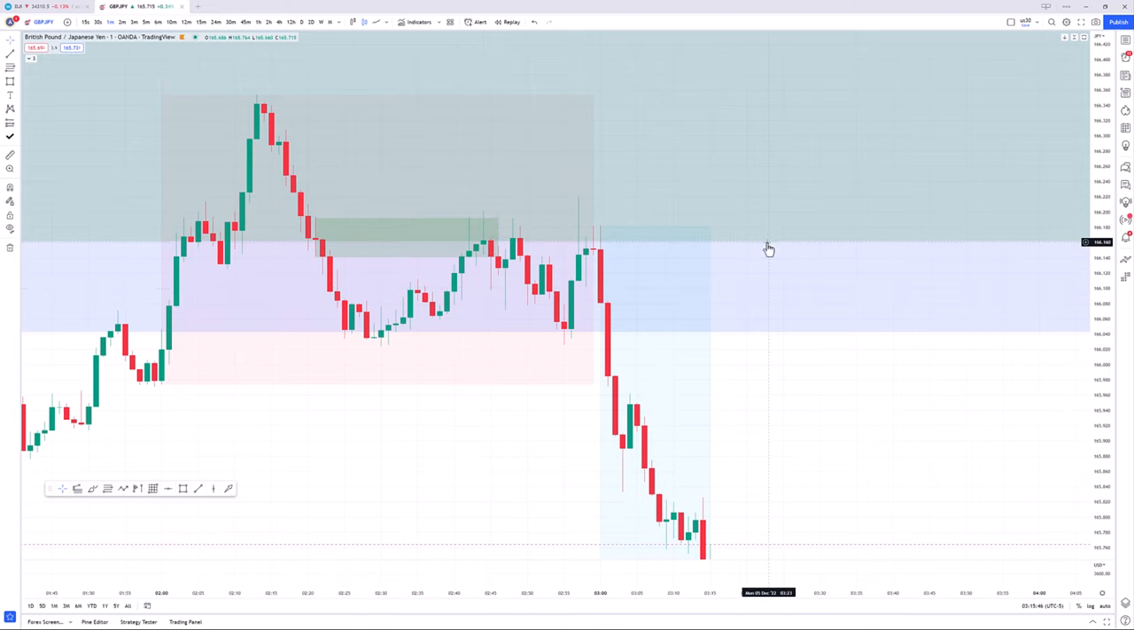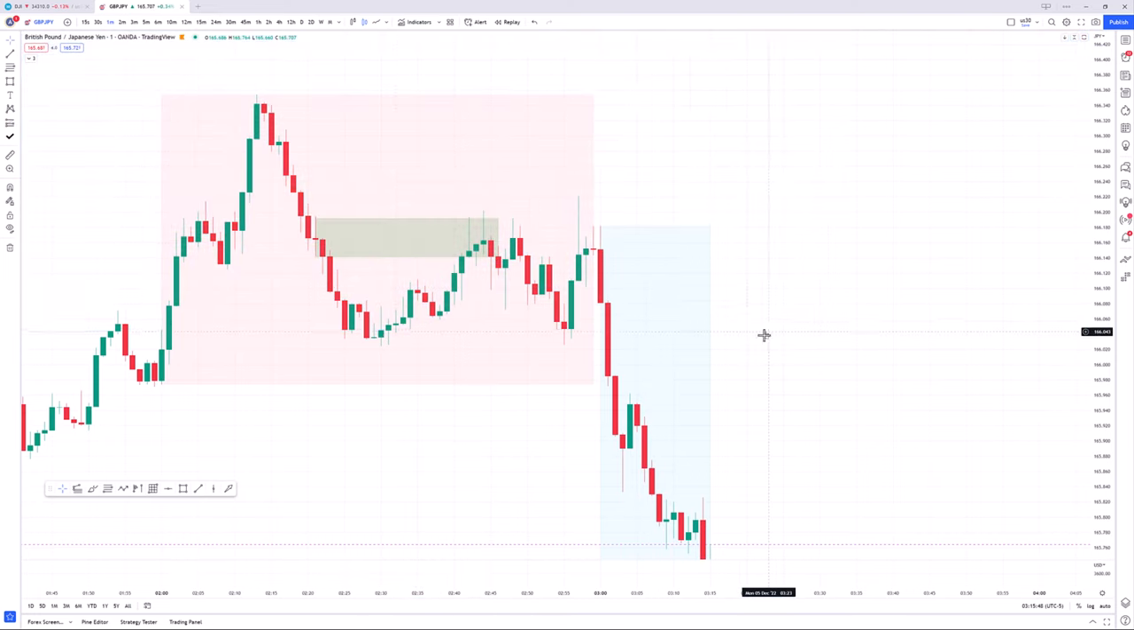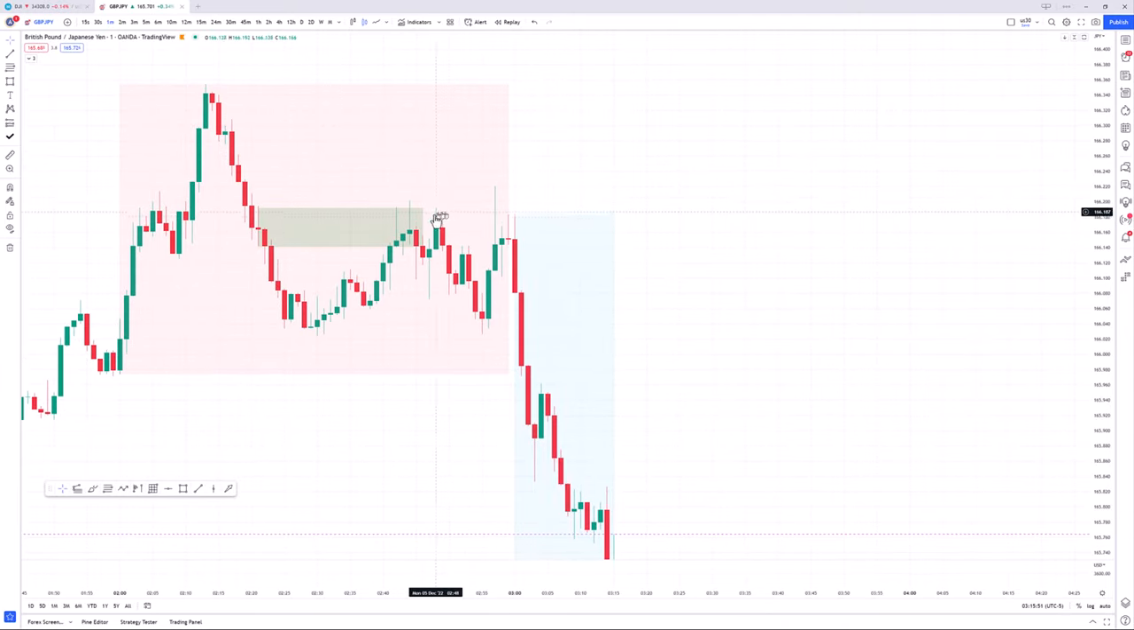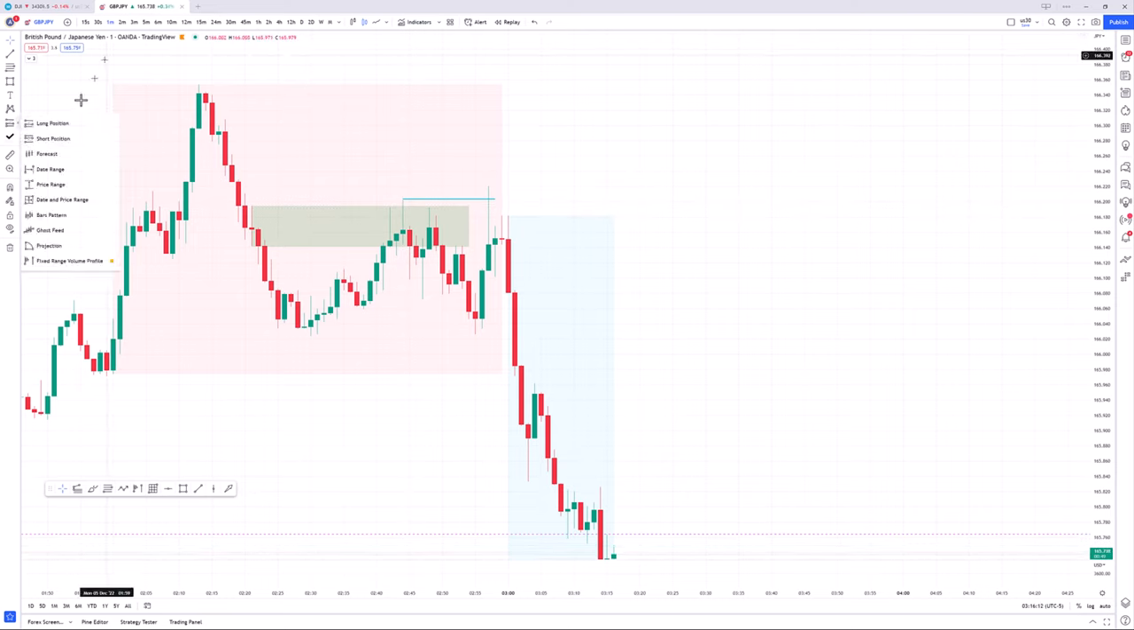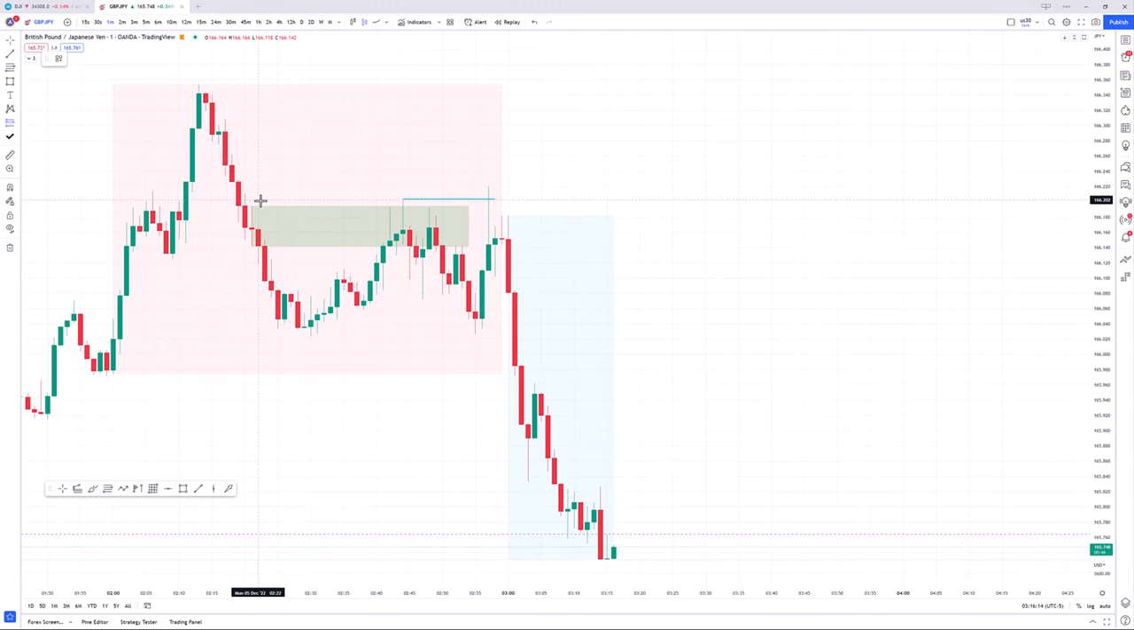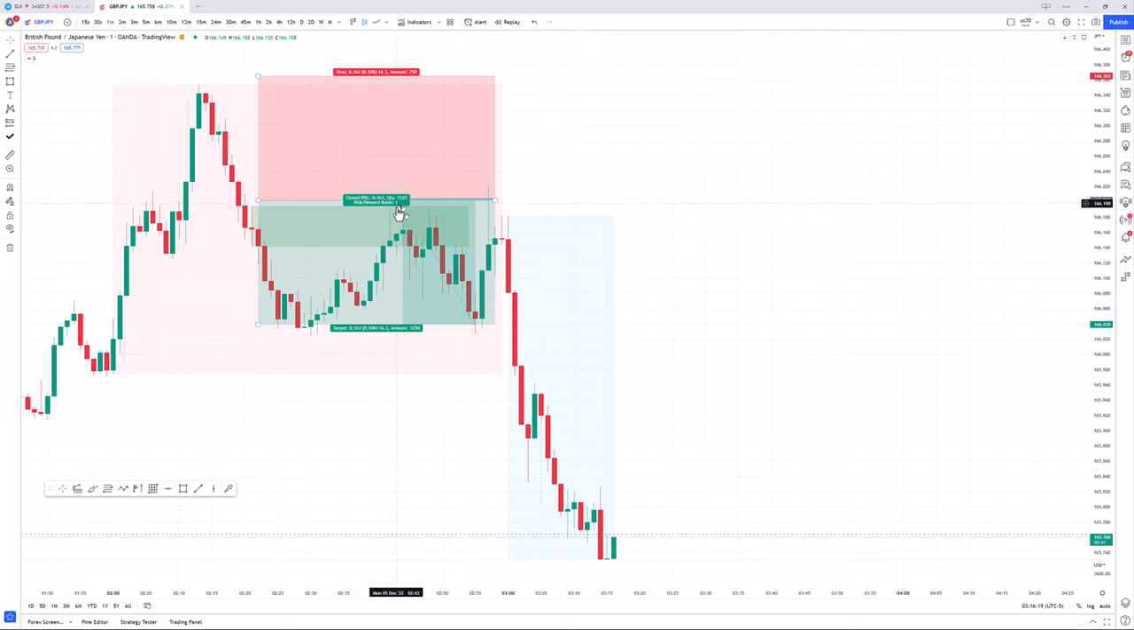Let me remove these markups. You can see that we have an order block liquidity here and we have an obvious high liquidity point here. So our entry is going to be at the high of this high. I mean the market should come and grab this high.